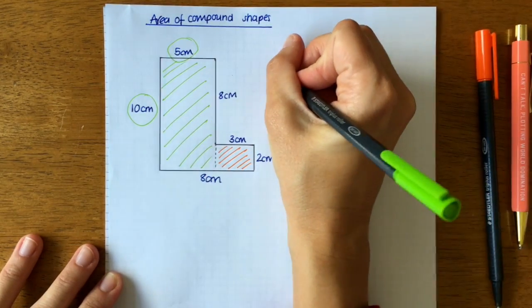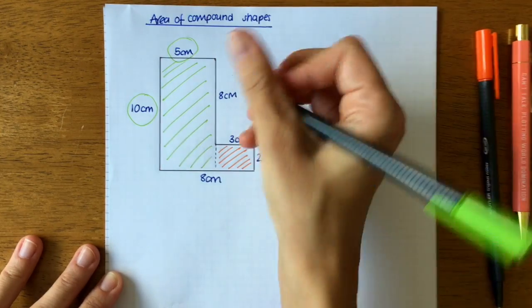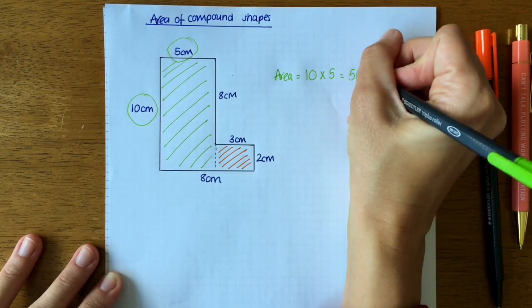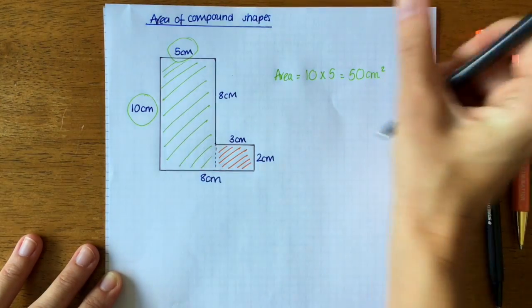And if I write the area, so I've done it in green so we know it's the green one, it's 10 by 5, which is 50 centimetres squared.